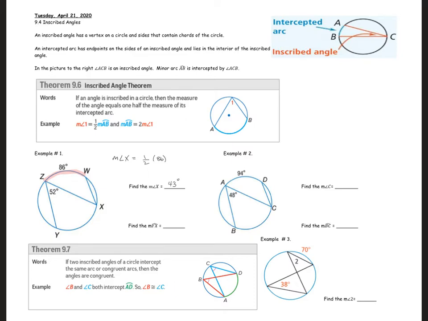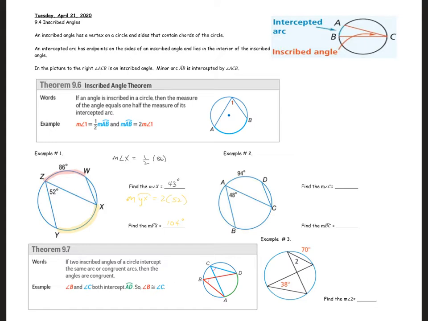Looking down here, I need to find the measure of arc XY. So if I look right here, X to Y is that arc that I want. So the measure of that arc, so the measure of arc XY or YX, I don't want the angle, it should be the arc, so pardon me. So the measure of arc YX is equal to 2 times the measure of the inscribed angle, or 2 times 52, which is 104 degrees.